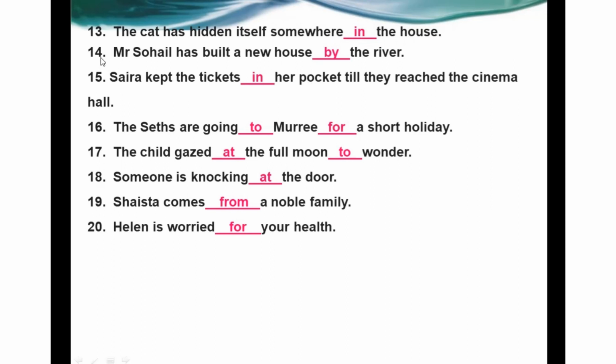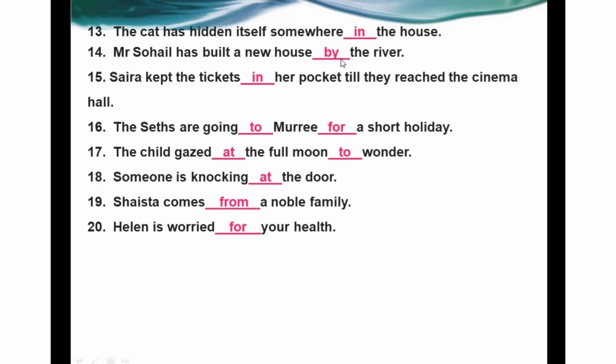Okay, number 14. Mr. Suhail has built a new house dash the river. Now you see, students, they're talking about a river. So what should come here? By the river. By the river actually means the house cannot be built in the river or on the sides, but by the river means nearby. It is located close to this river. I will repeat again. Mr. Suhail has built a new house by the river. So the correct preposition used here will be by.